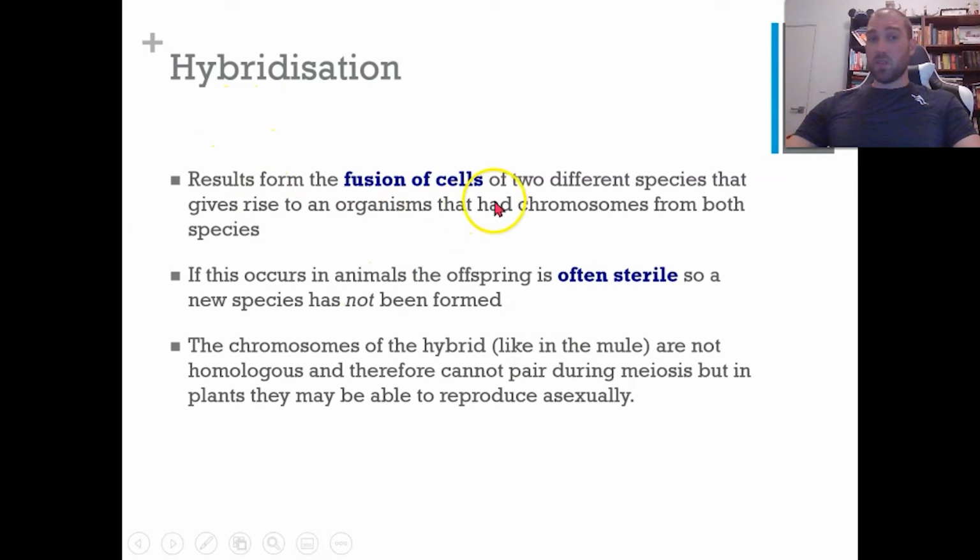Hybridization results from the fusion of 2 cells of 2 different species that gives rise to an organism that has chromosomes from both species. If this occurs in animals, the offspring is often sterile, so we haven't made a new species, we've just made infertile offspring. The chromosomes of the hybrid, like a mule, are not homologous and therefore they can't pair during meiosis. But in plants, they might be able to reproduce asexually.